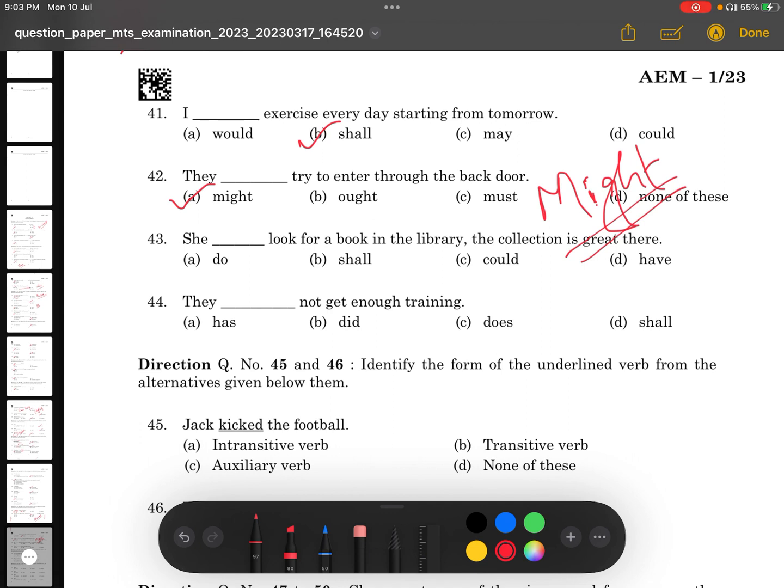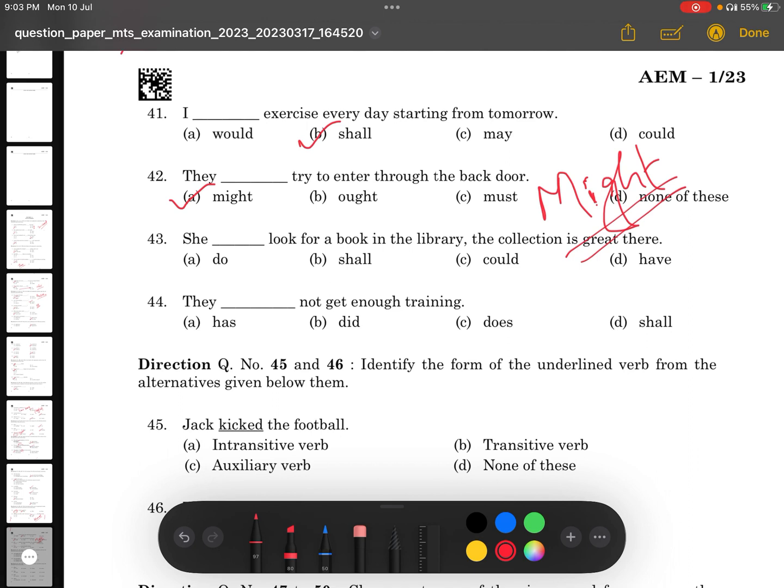Similarly, next question: she dash look for a book in the library. The collection is great here. So what is the answer here? So do is absolutely incorrect. Do and she never comes together. Shall and she never comes together.